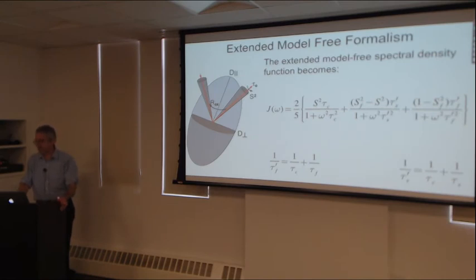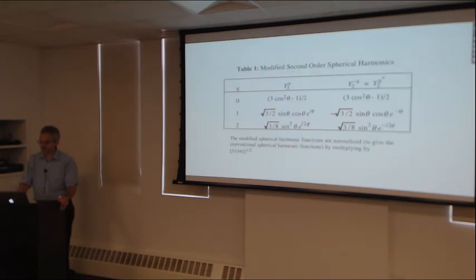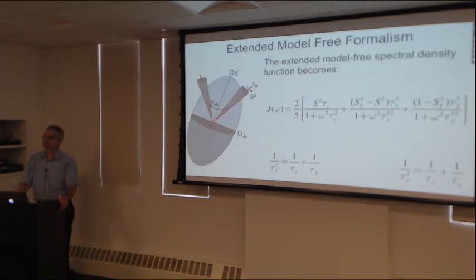When we put it all together, Fourier transform, and here's the expression with respect to density. That's how many? 3. Has 3 time constants, overall tumbling, 2 internal time constants, and then 2 order parameters. So it's going to be a lot of data.